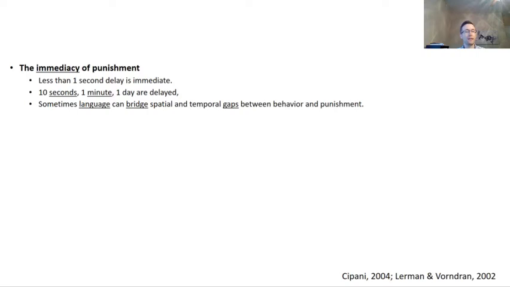So sometimes language can bridge spatial and temporal gaps between behavior and punishment. In other words, when the behavior occurs, in some cases you can tell the learner what they're going to lose later, or what's not going to happen later in time. And by you telling them that, that can function as punishment for the behavior, because of its relation to the loss or addition of some type of events in the future.